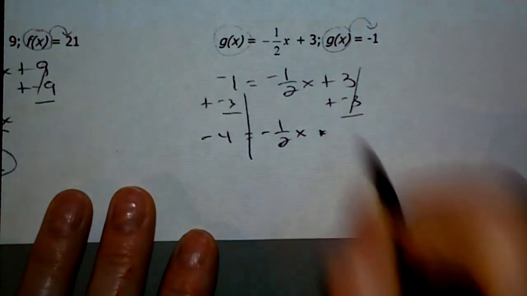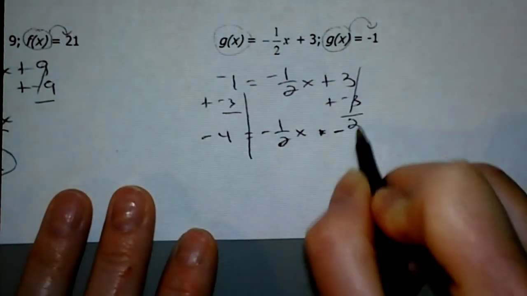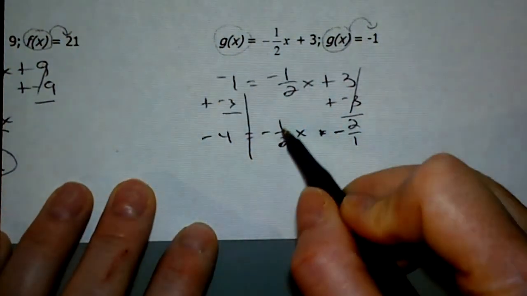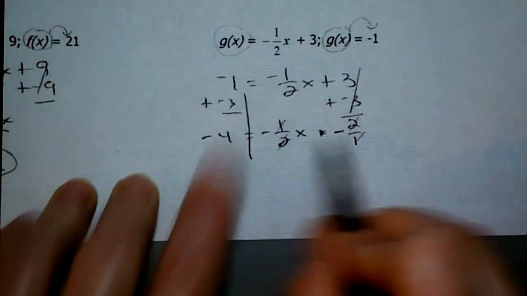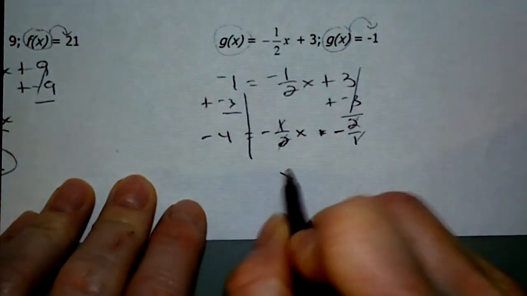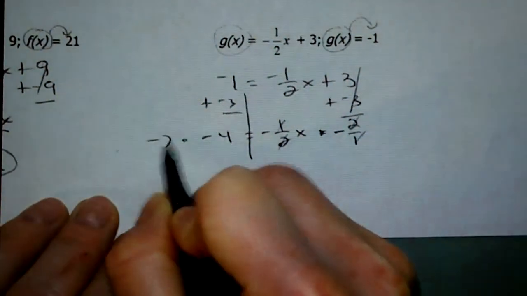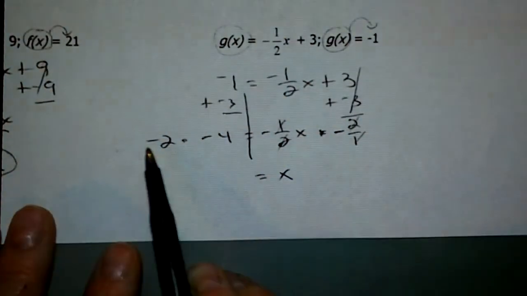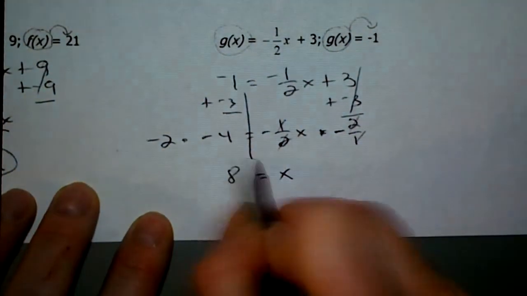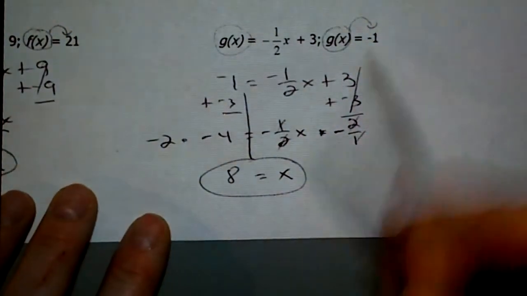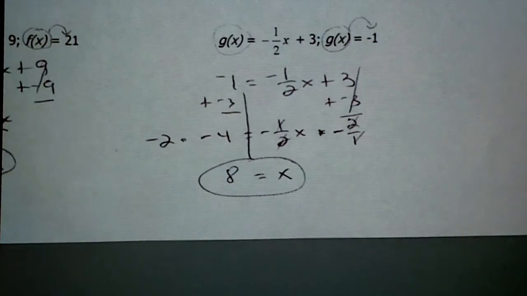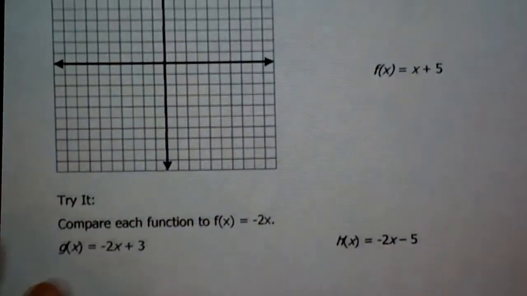So that means I'm going to multiply by the reciprocal. The reciprocal for this one would be a negative 2 over 1, which is the same thing as negative 2, right? So a negative 1/2 times negative 2 over 1, negative times a negative is a positive, x is left. Over here, I want to also multiply by negative 2, or negative 2 over 1, the same difference. Negative 2 times negative 4, that's 8. So when g of x is negative 1, x has to be 8. So that's that.